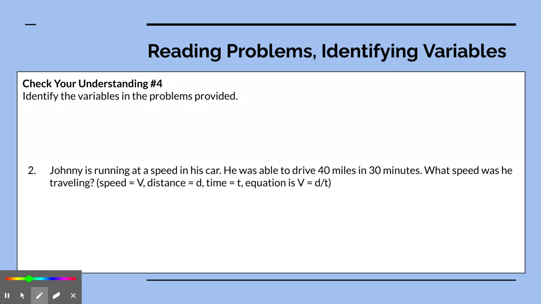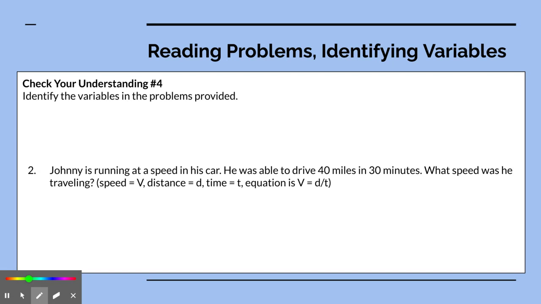Speed is equal to v, distance is equal to d, time is equal to t, and then our equation is v is equal to d over t. Now, I'll just have you know that there are a couple things in here that we haven't gone over that we do go over when we get to motion. So don't feel like you have to totally know how to do this, but you should. There is enough information here to solve for this.